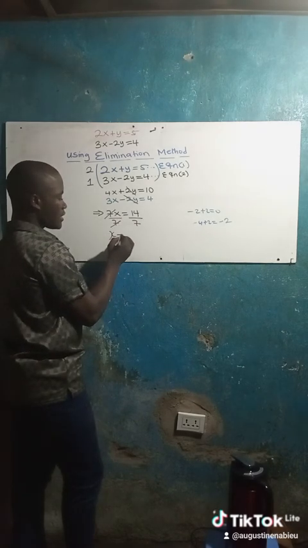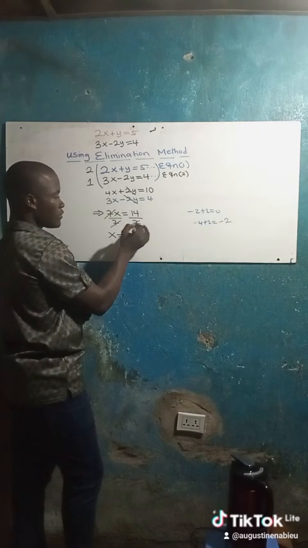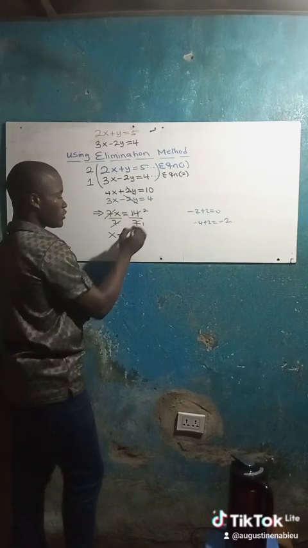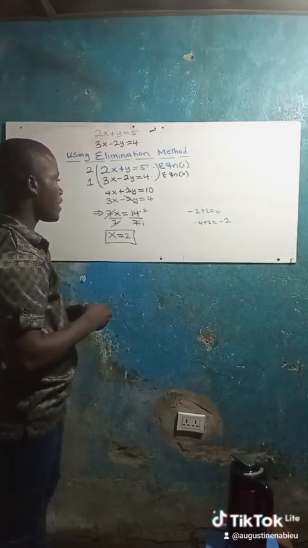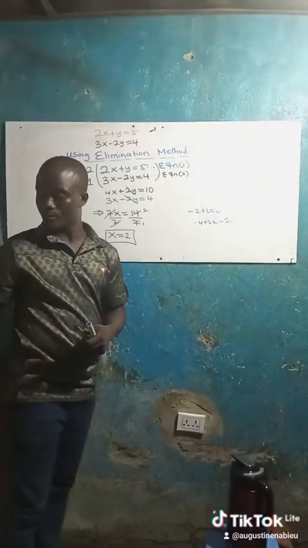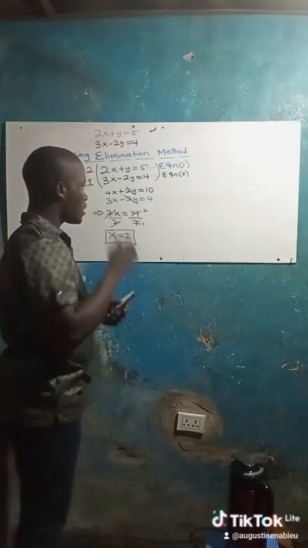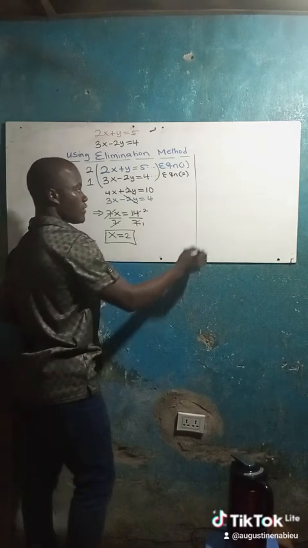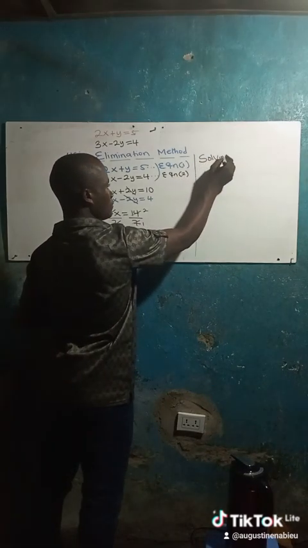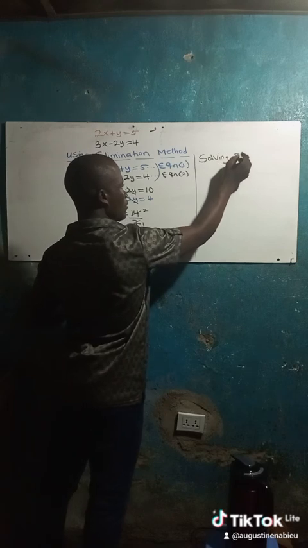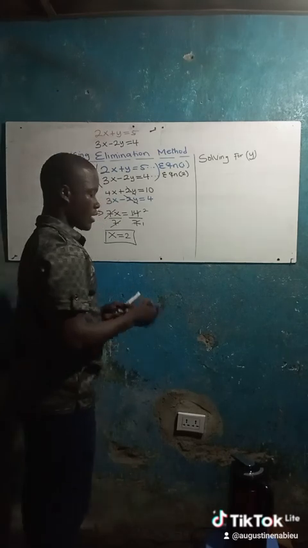So x is equal to 14 divided by 7. 7 goes into 14 two times. So x is equal to 2. This is the value of x. The next thing is to solve for the value of y.